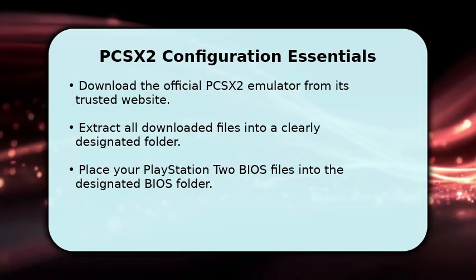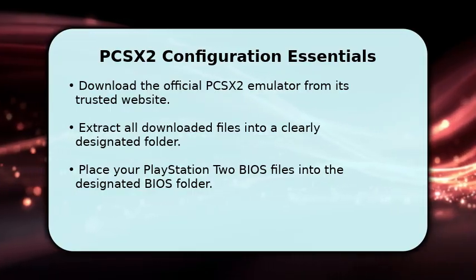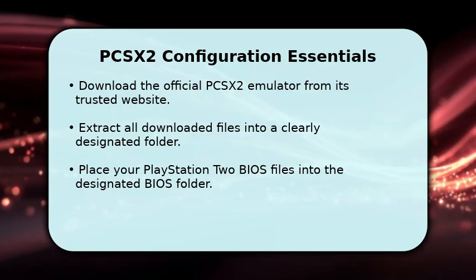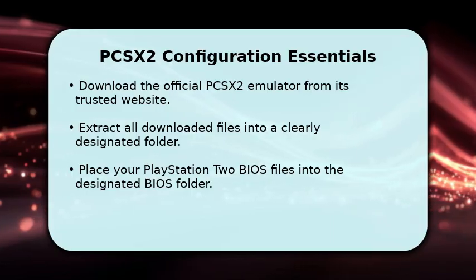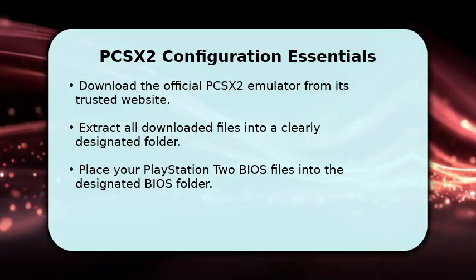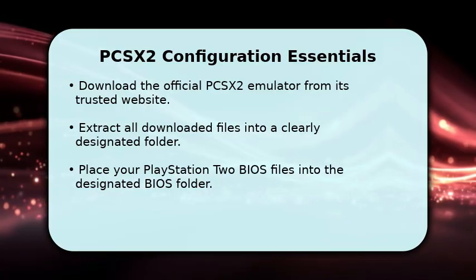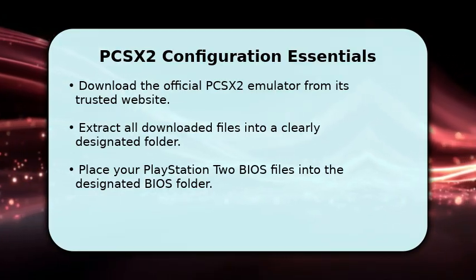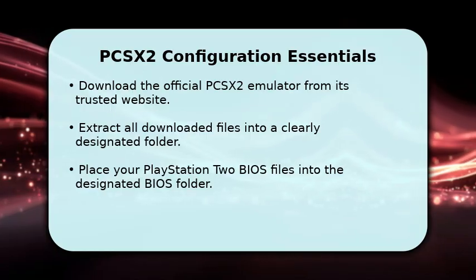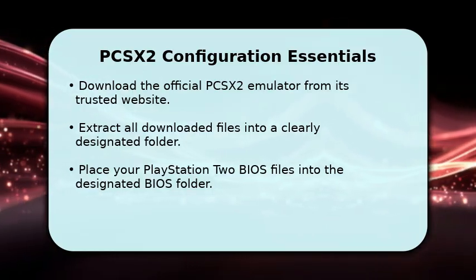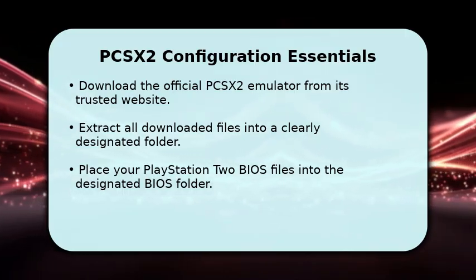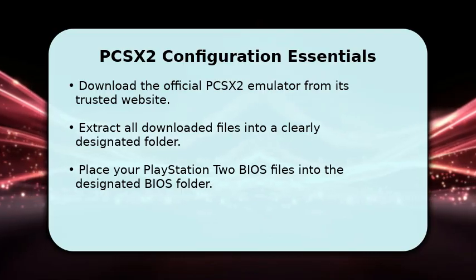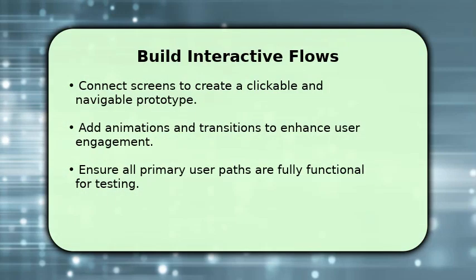Setting up PCSX2 is straightforward. Begin by downloading the official emulator from its website, ensuring you get the latest stable version. Once downloaded, extract all the files into a dedicated folder on your computer. Next, you will need to place your PlayStation 2 BIOS files into the specific BIOS folder within your PCSX2 directory. Finally, launch the emulator and follow the initial setup wizard to configure it.